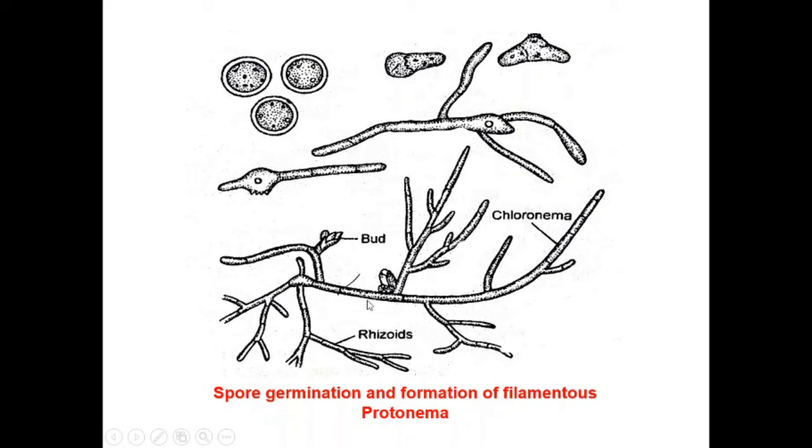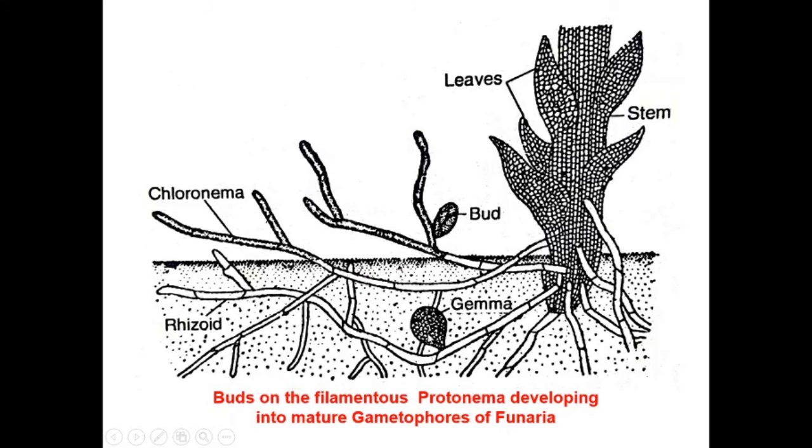In favorable season, this filamentous protonema breaks into many parts, which increases the frequency of the bud formation. So this multiplication of the protonema by fragmentation is also called the vegetative reproduction in Funaria. So here we can understand that this filamentous protonema serves as a transient stage in between the formation of the mature gametophytic plants. In this image you can see the buds on the protonema have grown into mature gametophytic plants.